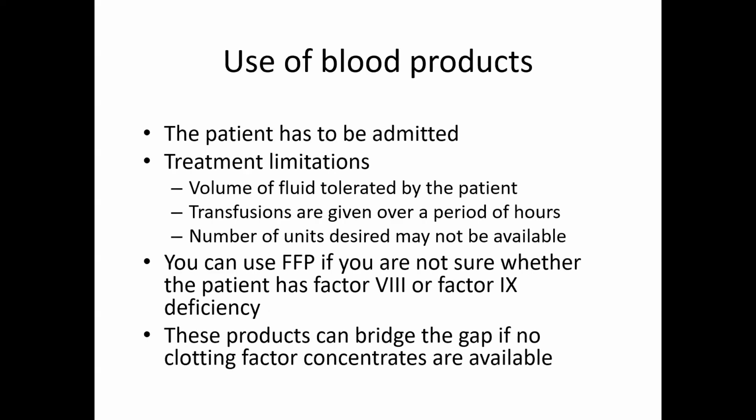So with use of blood products, the patient has to be admitted, of course. Treatment limitations: you have to look at the volume of fluid tolerated, and any other comorbidities. Of course, transfusions are given over a period of hours, and the number of units desired may not be available. So of course, in our setup, you work with what is available as you try to get the factor concentrates as quickly as possible to the bleeding patient. You can use fresh frozen plasma if you're not sure whether the patient has factor 8 or 9 deficiency.